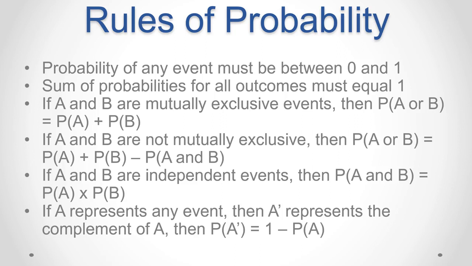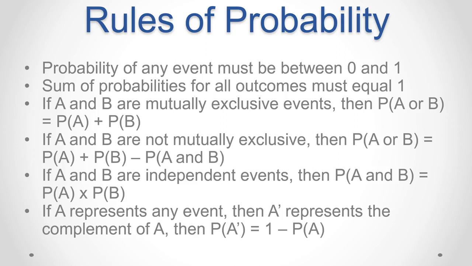3. If A and B are mutually exclusive events, then the probability of A or B is equal to the probability of A plus the probability of B. 4. If they are not mutually exclusive events, then the probability of A or B is equal to the probability of A plus the probability of B minus the probability of A and B. 5. If A and B are independent events, then the probability of A and B is equal to the probability of A times the probability of B.